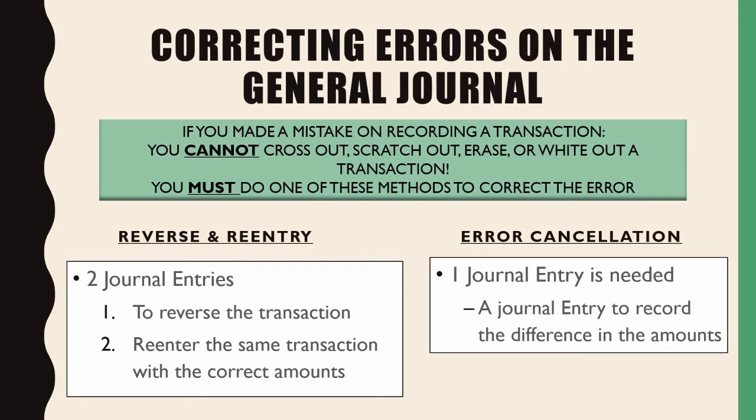So that's why it's called reverse and re-entry, okay? The second way to do it is called error cancellation, where we take the journal, compare and contrast it to what it's supposed to look like. And then from there, we determine: am I overstating an account or am I understating an account? And you're going to record the difference, okay? We'll take a look at an example for both of them.